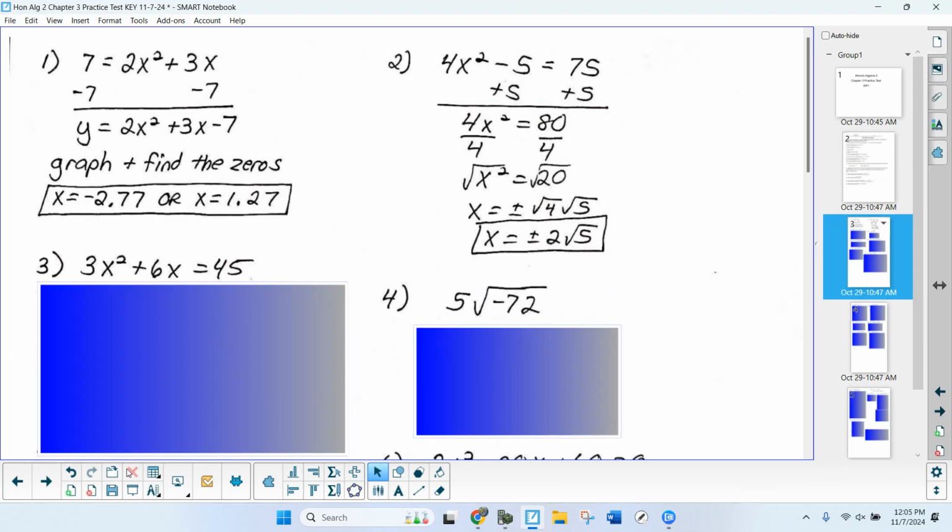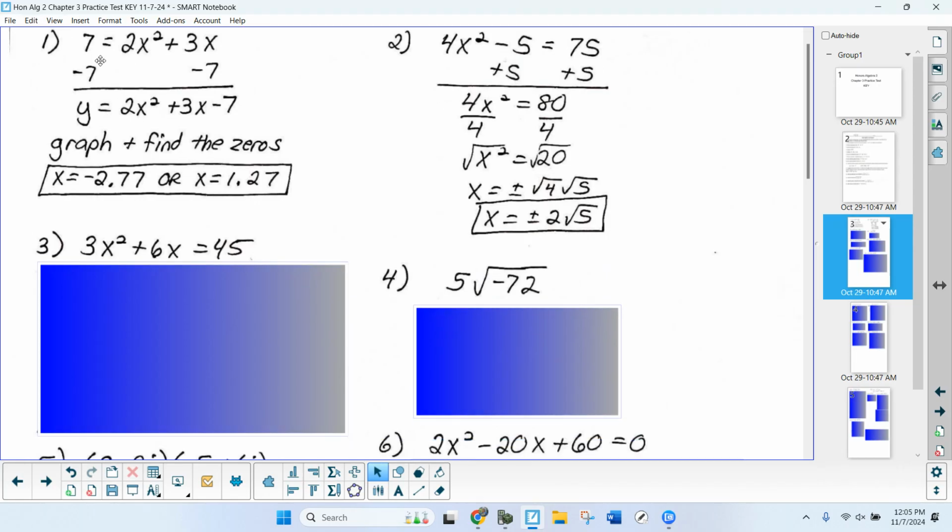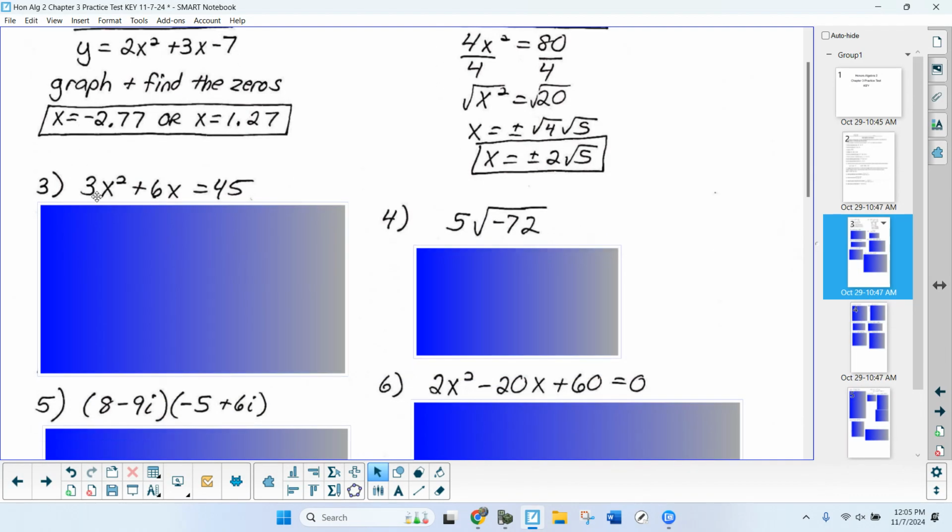Questions on 2? Okay. How about number 3? Landon? Okay, so Landon, yours was solve by factoring. Now, guys, it says solve by factoring. So you're going to factor, but are you done when you factor? No, you got to tell me what x equals. Landon, talk me through what you did.